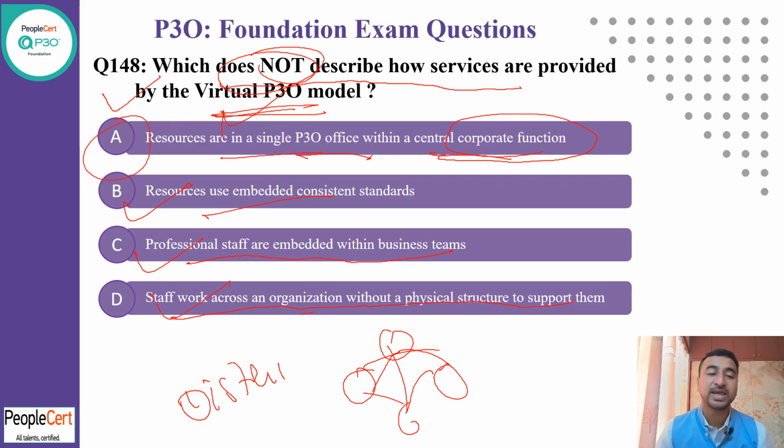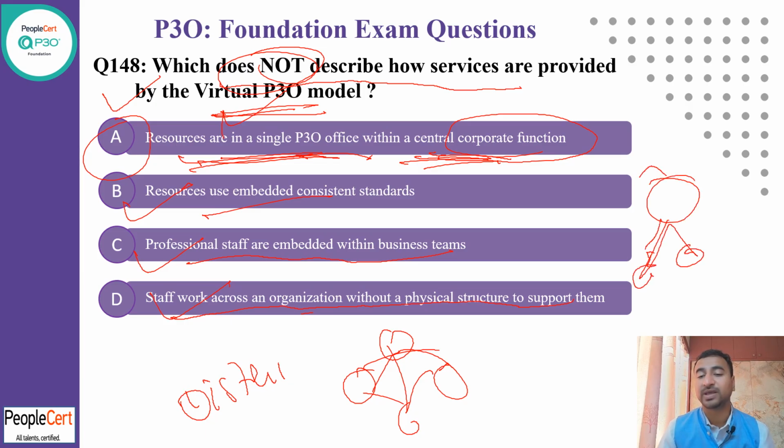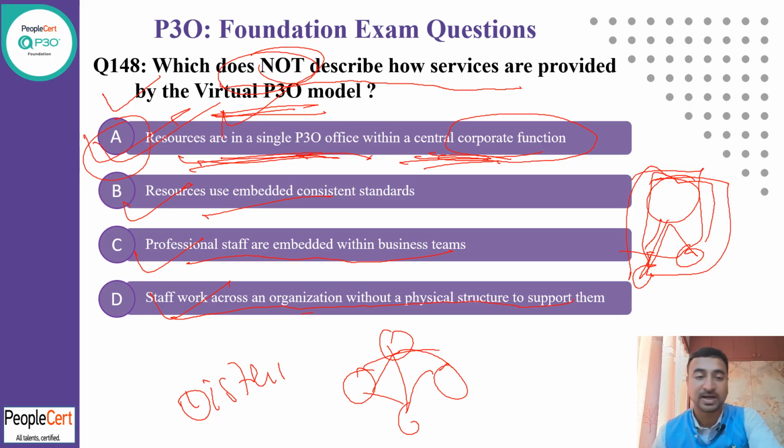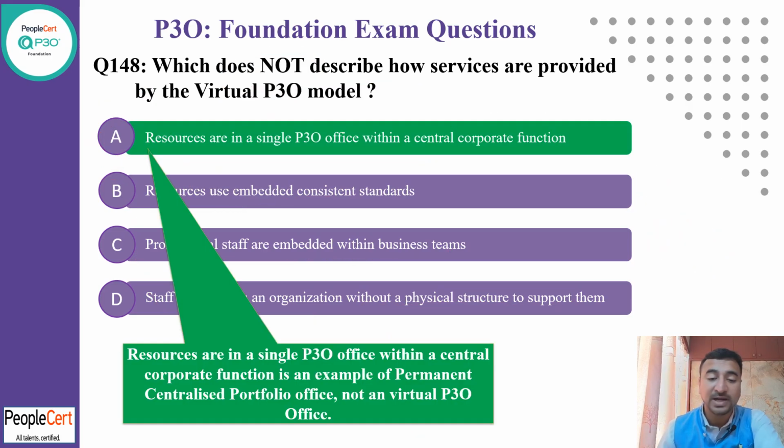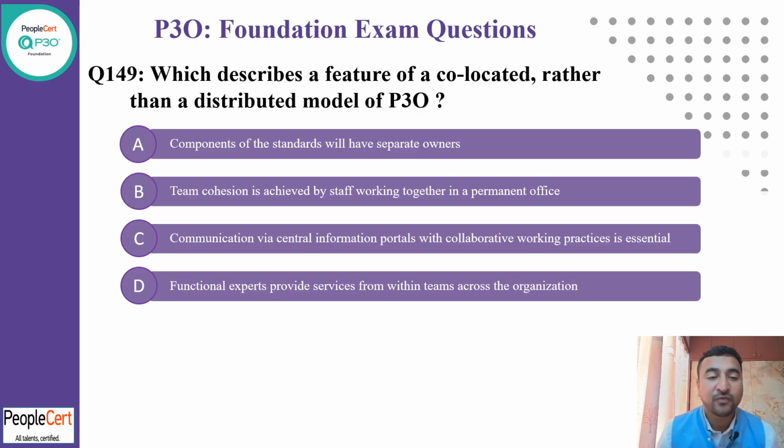But A is not correct. Resources are in a single P3O office with a central corporate function, so that is a centralized way of working. They all work in a central location. That is not how a virtual P3O office works. So A seems to be the correct answer. Resources are in a single P3O office with a central corporate function is an example of a permanent centralized portfolio office, not a virtual office. So that's clear.